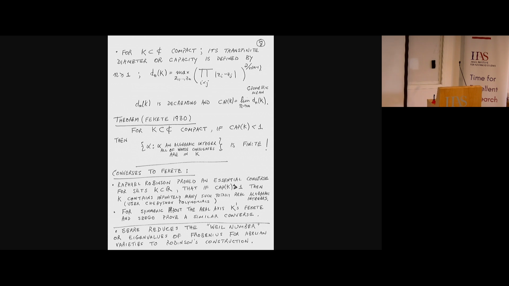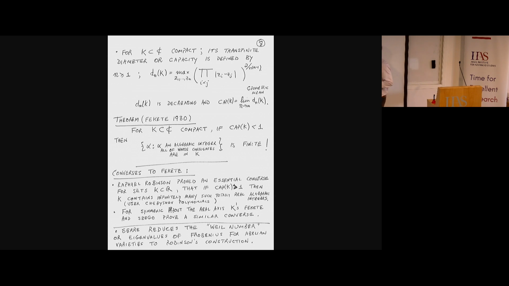And it's very easy to see this function is decreasing, so it's got a limit, and its limit is called the transfinite diameter. It's also equal to the capacity. And computing capacities is not easy. But we do know that the capacity of an interval is its length divided by 4. Chebyshev proved that, basically.